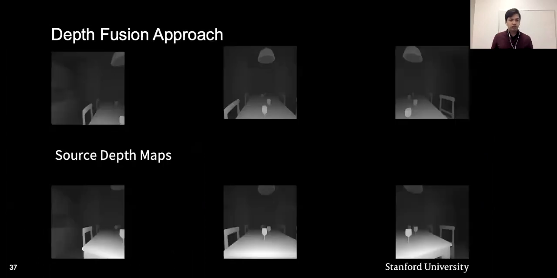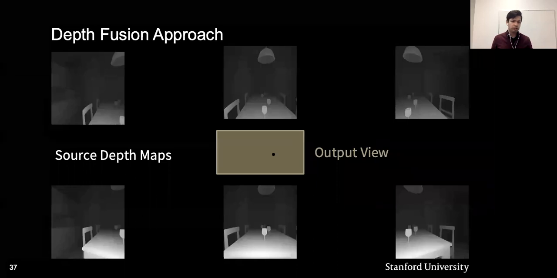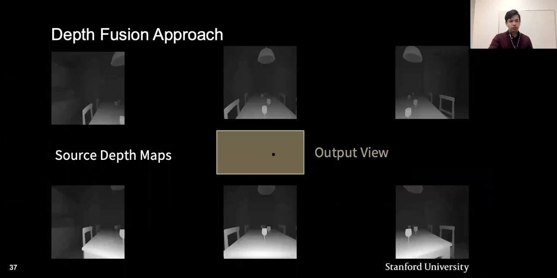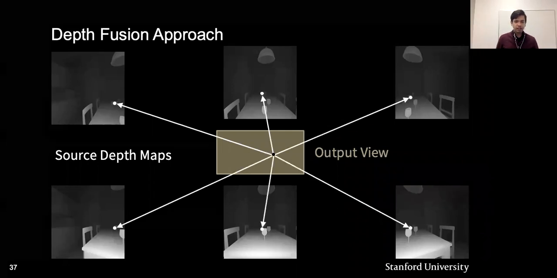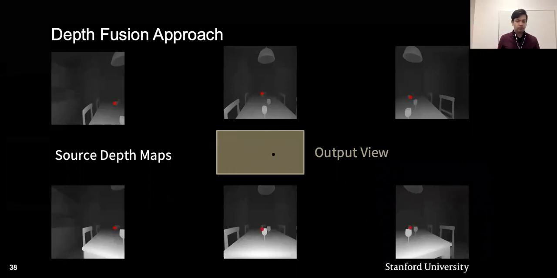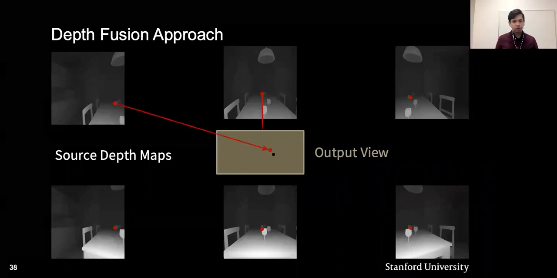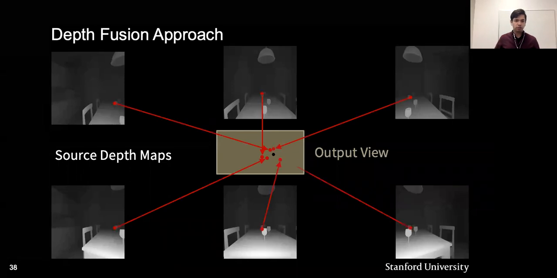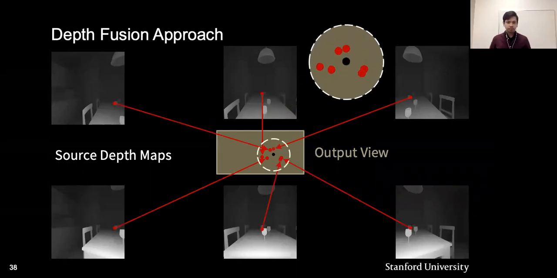Here I've shown just 6 source depth maps. We define an output view, and for each pixel in the output view, we choose a certain assumed depth. And using this assumed depth, we warp this point onto all of the source views. Then we read the depth from the source depth maps at these locations. And using these read depths, we project these points back onto the output. And this gives us a cluster of reprojected points.